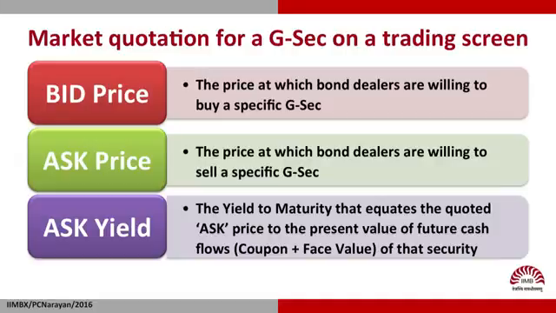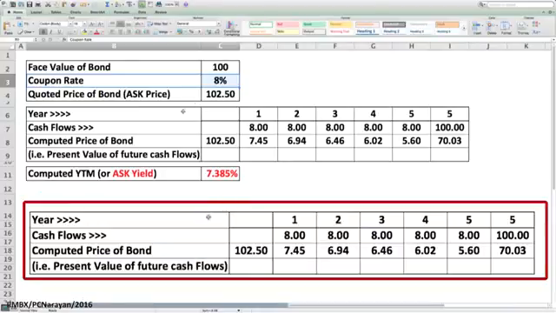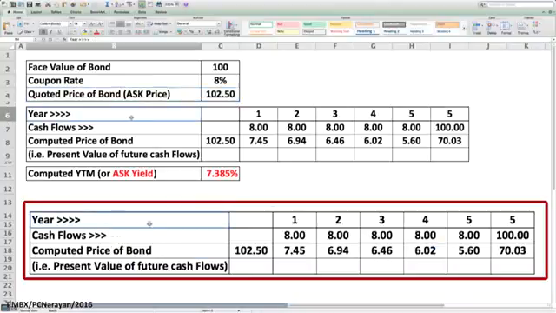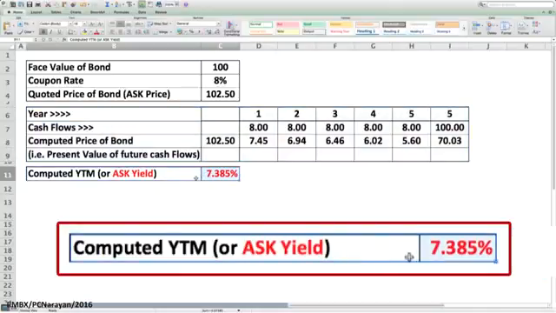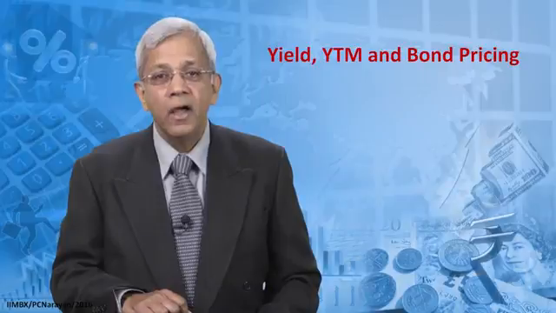Let's explain this with an example. If a G-Sec of face value 100 and coupon rate of 8% with residual maturity of 5 years is currently trading at an ask price of 102.50, then the ask yield, as shown by the computation in the spreadsheet that you are looking at now, will be 7.385%. So on your Reuters screen, you would see the ask yield as 7.385%. And oftentimes, the bond itself is quoted based on that yield to maturity. This is in line with the bond pricing theorem we have learnt in an earlier session. If you've forgotten, please look up yield, YTM, and bond pricing.